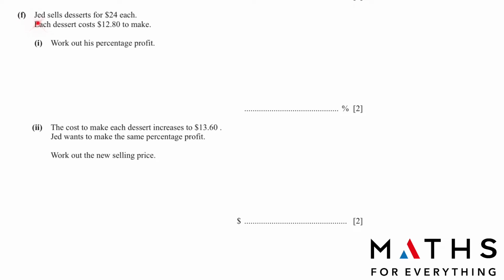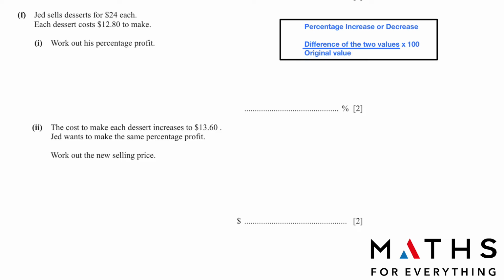Part F. Jet sells desserts for $24 each. Each dessert costs $12.80 to make. Work out his percentage profit. Percentage profit or percentage increase can be found in one way. Whether it is increase or decrease, there is a very simple formula to find. So if we have to find the increase, which means profit, or decrease, which means loss, we use this formula.